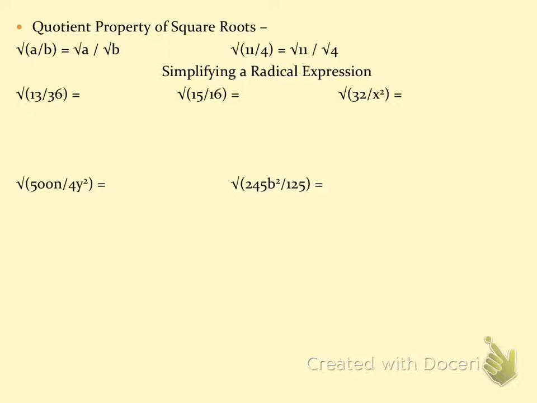Here we have the quotient property of square roots, which is saying the same thing as what we just went over, except now with division. If I have two things underneath a radical sign that are being divided by each other, I can divide the top and divide the bottom. Over here, I've got the square root of 11 divided by 4, so I can do the square root of 11 divided by the square root of 4. I don't want to have a radical sign in the denominator, so the square root of 4 is 2. That would be my final answer.